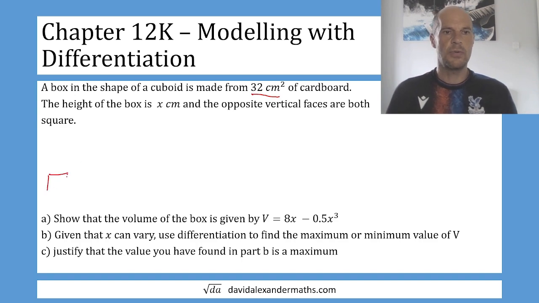Okay, so we've got a cuboid with a square at each end. If I just do a quick sketch, it will look something like this. So we've got a square face at the front, so that is an x by x. Now we don't know the depth of the cuboid.